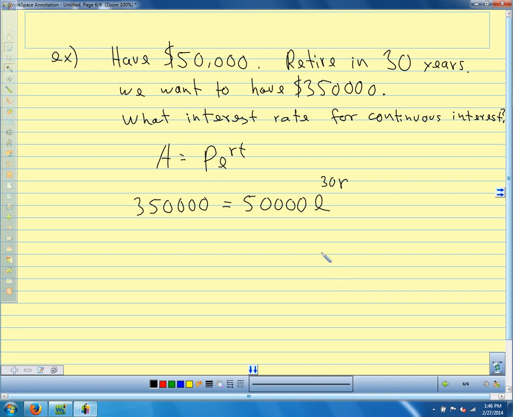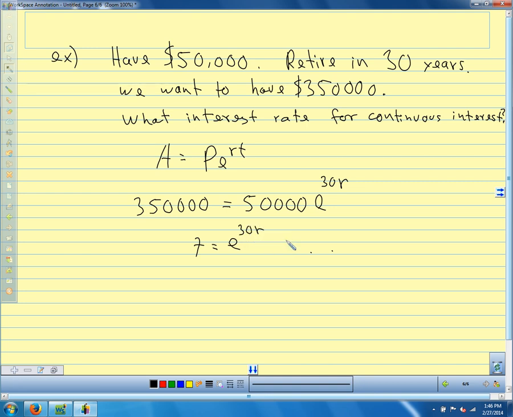Well, this is essentially the same problem now, isn't it? We know how to solve this. So we want to get our exponential function by itself on one side. So we divide by 50,000. So we get 7 equals e to the 30r.